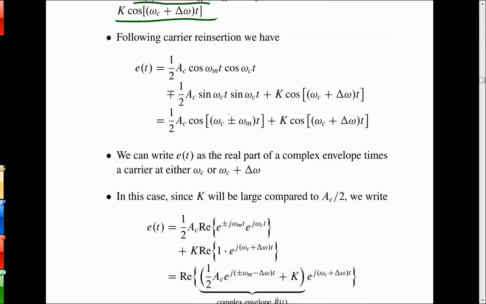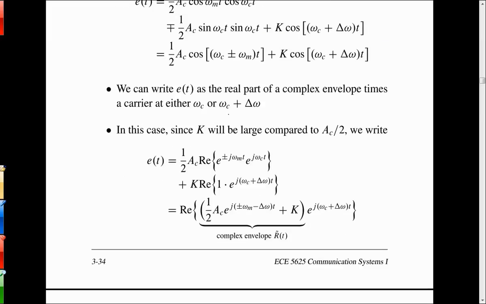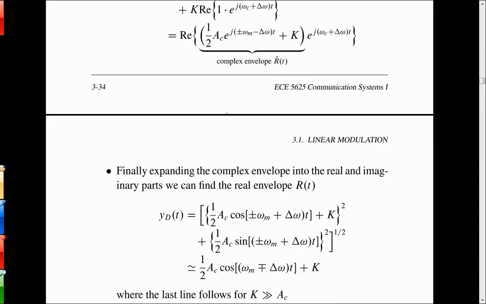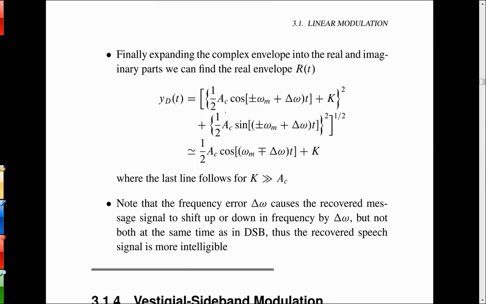So you go through this envelope analysis, grind through the same stuff we just went through, and what comes out of that, skipping some of the steps, is this equation right here. So you get back this large bias term, k, from the carrier reinsertion, and then for the message, you get almost the message back. You get the message at omega m, but then it gets shifted up or down in frequency by delta omega.